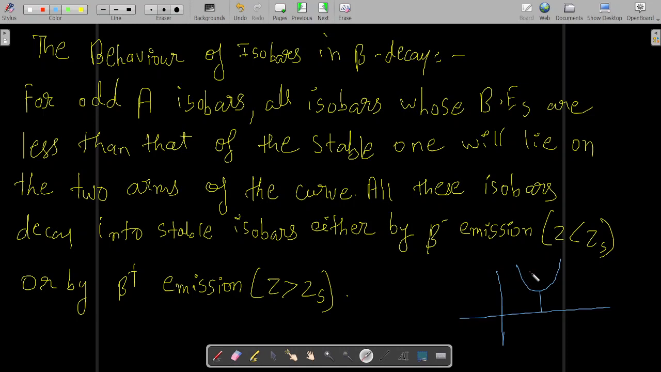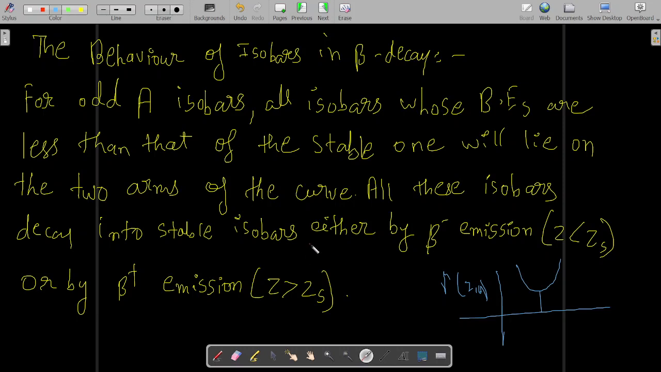Okay, because when you draw the horizontal from here, you will get a higher value of M(Z,A). This is your M(Z,A). So that's why, for odd A isobars, all isobars whose binding energies are less than that of the stable one, lesser binding energy means more mass, will lie on two arms of the curve.